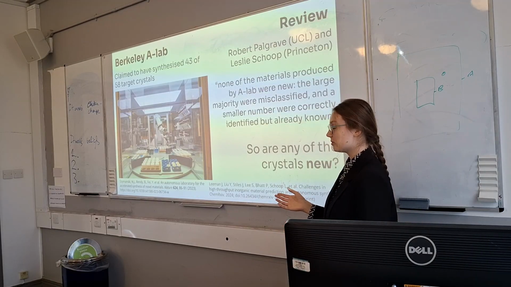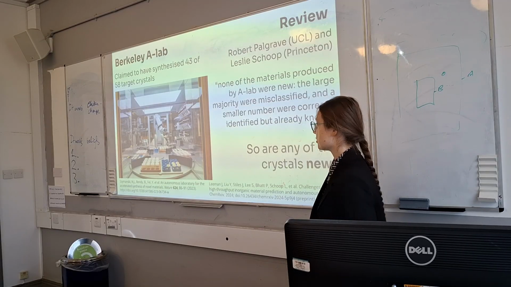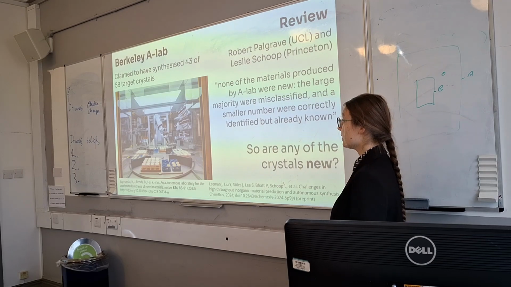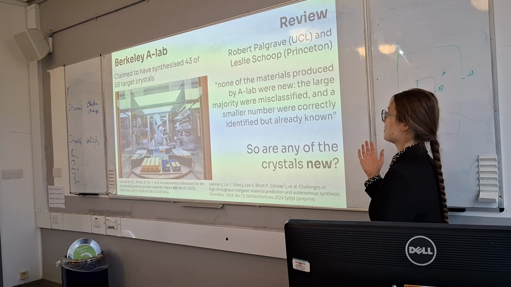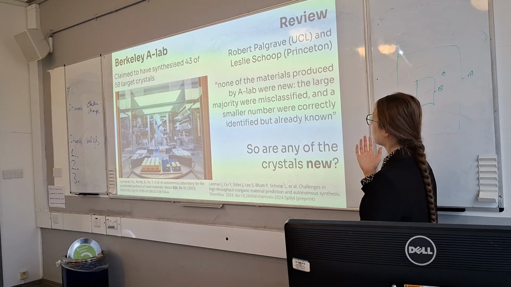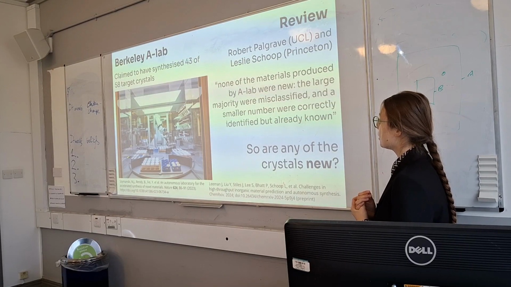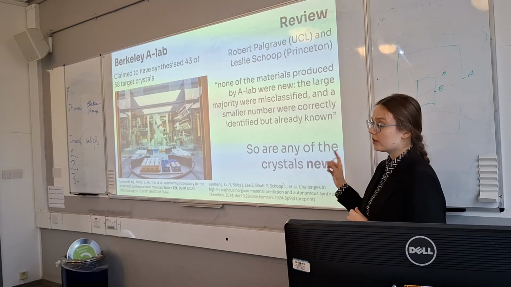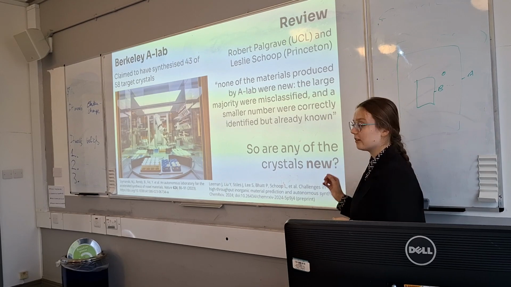They tried to check their own results. So at Berkeley Lab, there's an autonomous laboratory, A-Lab. We've got the robot, and they tried to synthesize 58 target crystals. They claimed to synthesize 43 of them, but there was a review that came out from Robert Palgrave at UCL and Leslie Schoop at Princeton, saying none of the materials produced by A-Lab were new. The large majority were misclassified and a smaller number were correctly identified, but already known. So actually, not only are possibly these crystals not even real, a more important question to ask is, are any of these crystals even new?